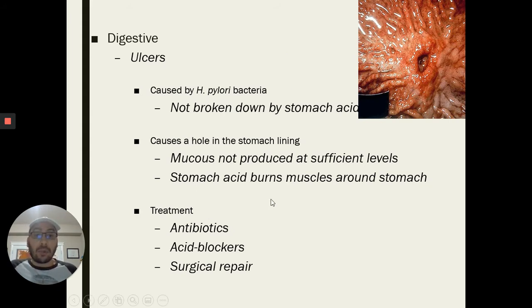The other thing is acid blockers. Okay, so those acid blockers, they reduce the acidity levels of your stomach acid, so it's not eating away as bad at your stomach lining. And if it's really, really bad, you go to the surgical repair.